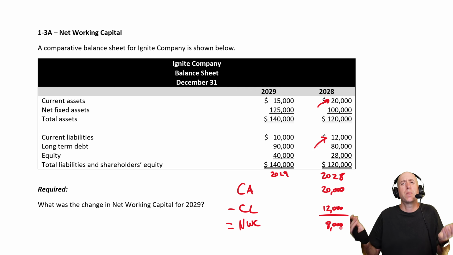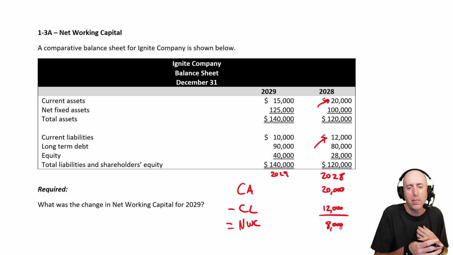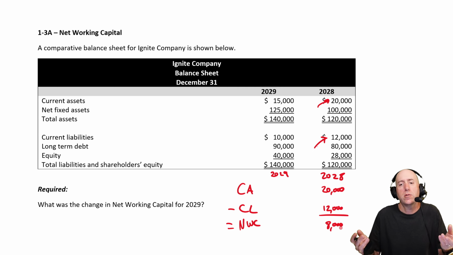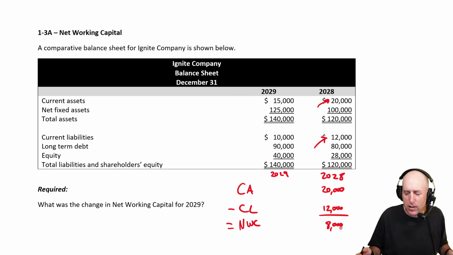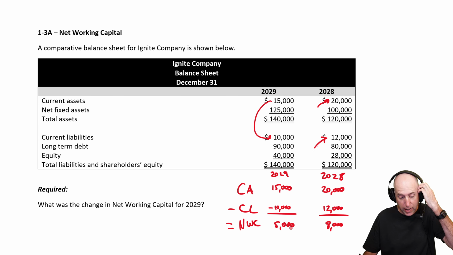It's just a number used to see how much money I have to work with, right? If I took all my assets, sold them off, and paid off all my current debts, how much money would I have to play with? It's a useful number to know. So the net working capital of this company is $8,000. And in 2029, it's going to be 15,000 minus 10,000, which is $5,000 in net working capital.